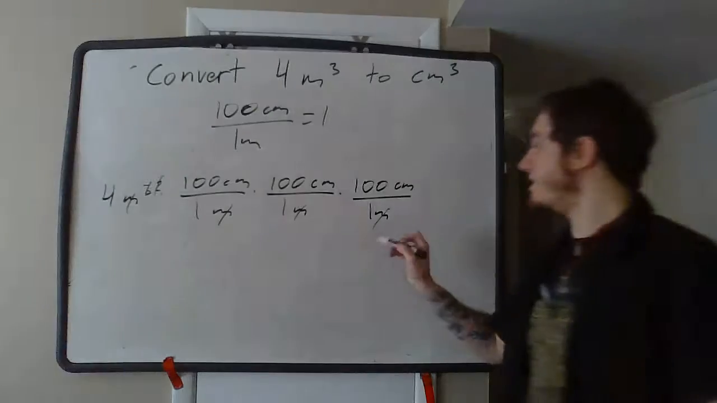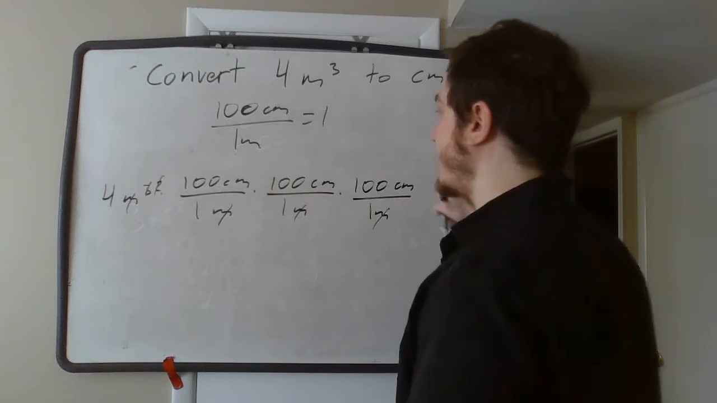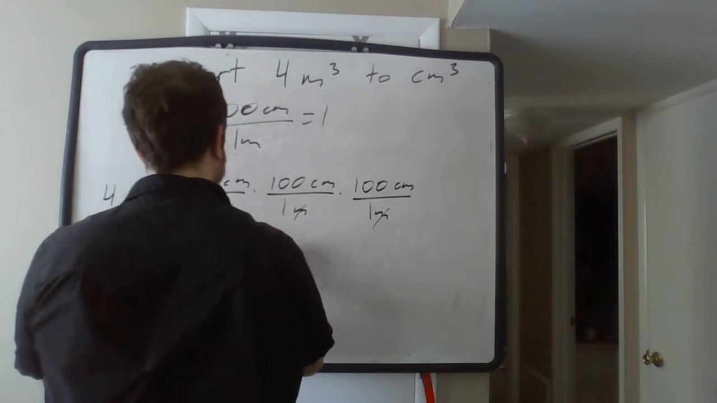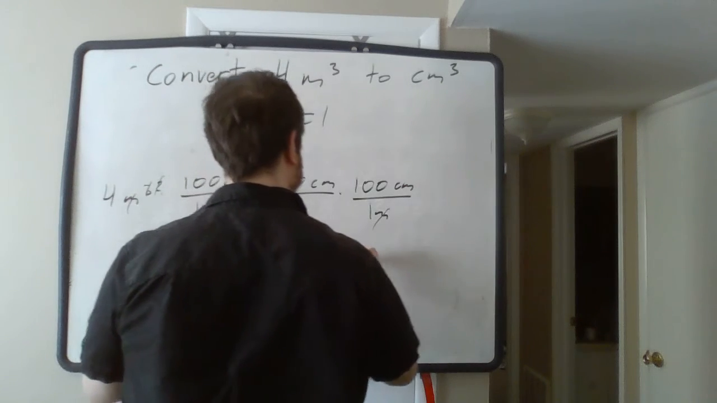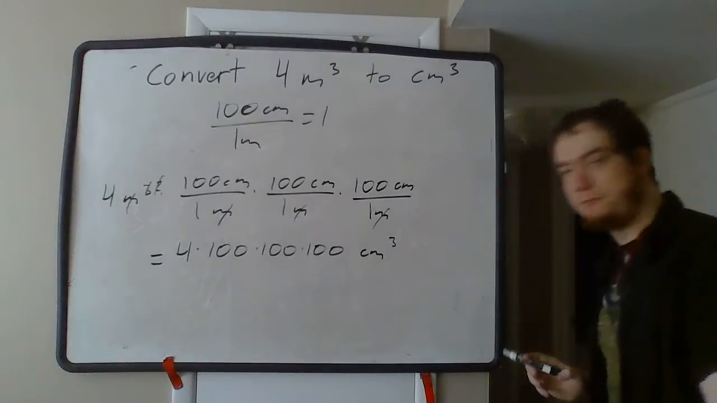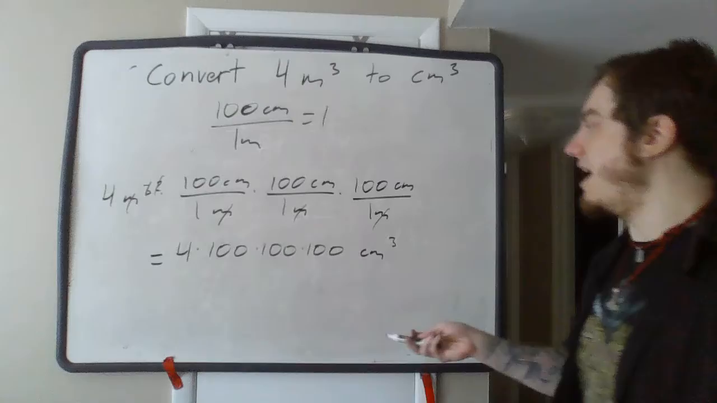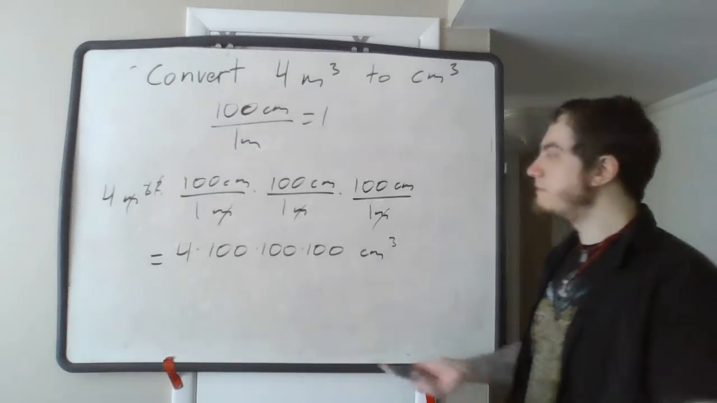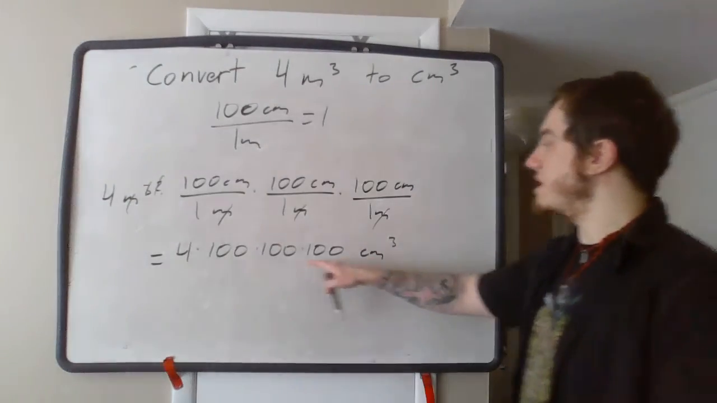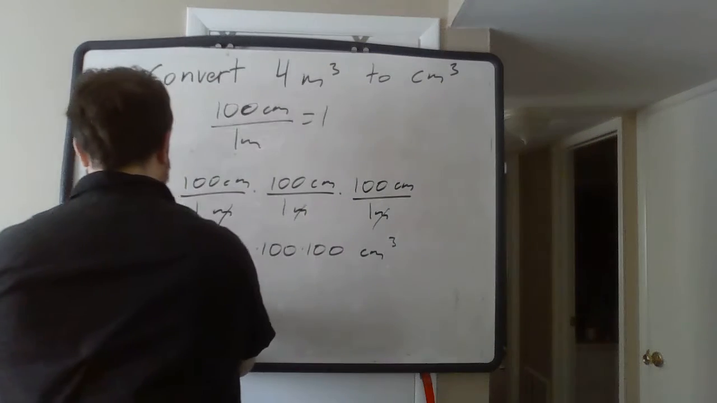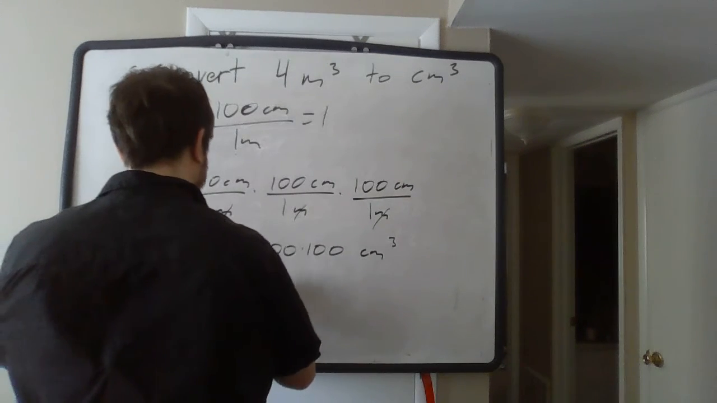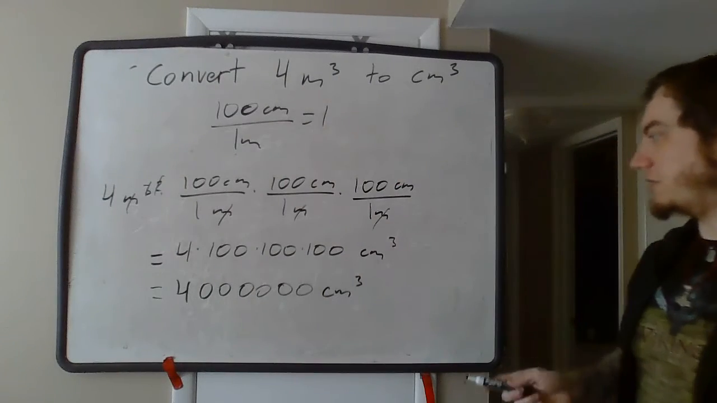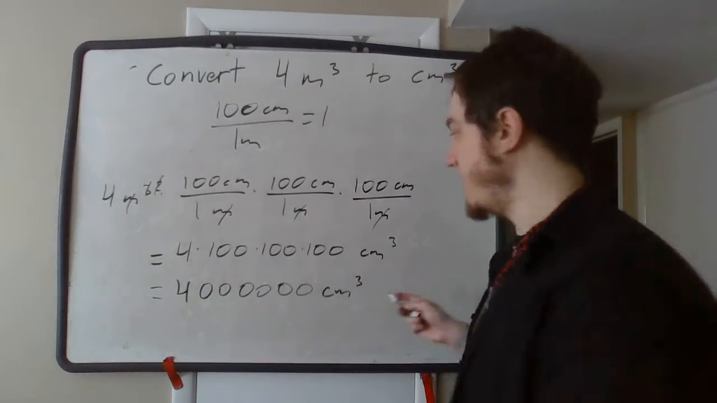And that will get rid of my last meter unit, and it leaves me with 3 centimeters. So I end up with 4 times 100 times 100 times 100 cubic centimeters. And the nice thing about this, of course, is that this is one of the things that makes working in the metric system kind of convenient for a lot of applications. Well, this is a very easy thing to multiply because all of these are powers of 10. So this is going to become 400,000 cubic centimeters, which is, of course, 4 million cubic centimeters.